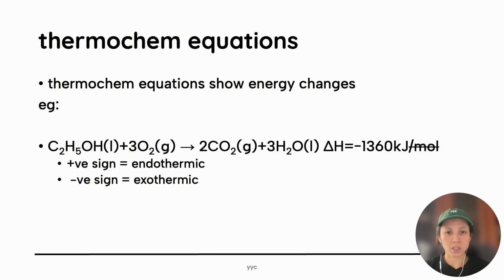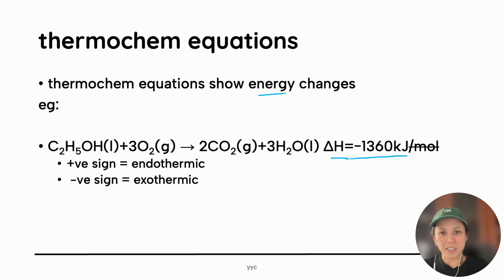In thermochem equations, we're actually showing energy changes. So in thermochem equations, you're showing the energy changes that happen as a result of the reaction. So here, for example, ethanol reacts with oxygen to produce carbon dioxide and water. As a result of that, you can see this other component here. So you can see that this is a delta H. Now that just means a change in enthalpy. And as a result of the reaction, you have negative 1360 kilojoules.